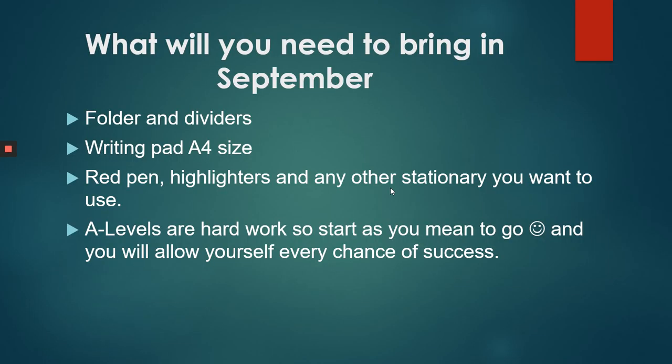And finally, what do you need to bring with you in September? You'll need a folder and some dividers. Dividers are really important. For each topic, you're given a booklet, and you'll need to be able to divide the different topics in that booklet. It makes it easier for you to find. A full-size writing pad, a red pen, some highlighters, and any other stationery that you want to use.